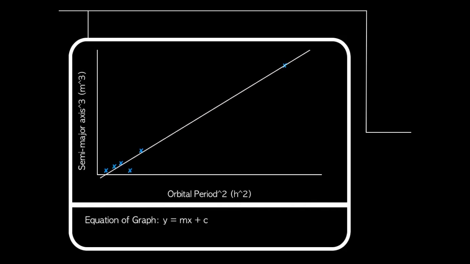Next, we cubed the semi-major axis and squared the orbital period and put them into a graph, and took the gradient of the graph and put it into the equation.